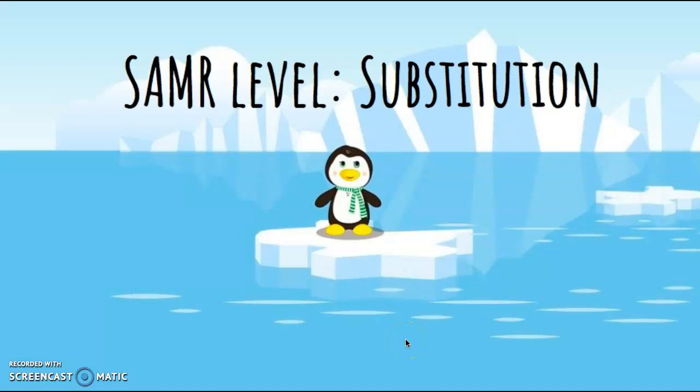In regards to the SAMR level represented by ST Math, we can see substitution. ST Math is a form of technology, but more specifically an online math game that acts as a direct tool substitute to reinforce learning and aid students to master and understand the standard without changing anything.